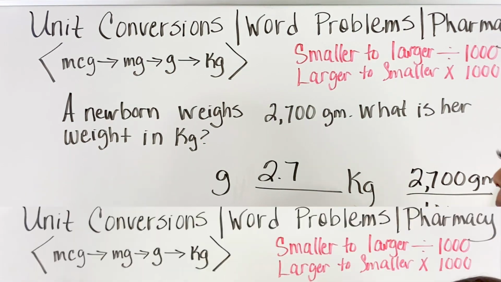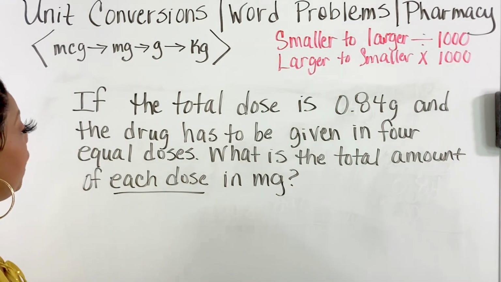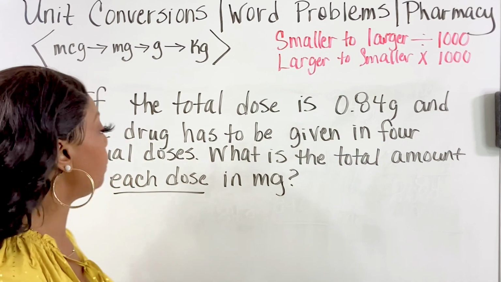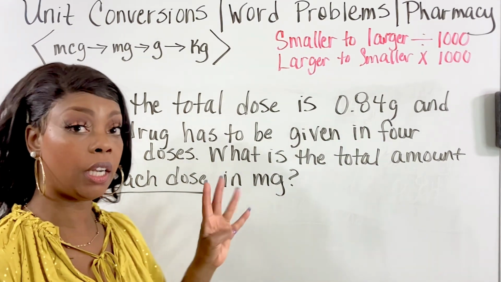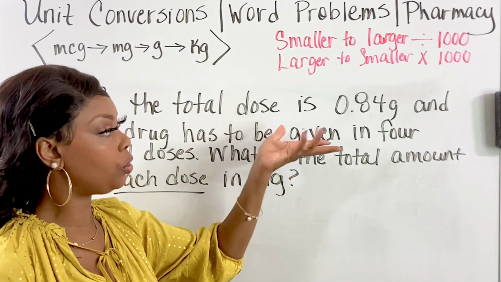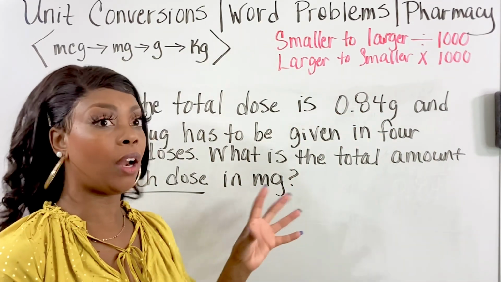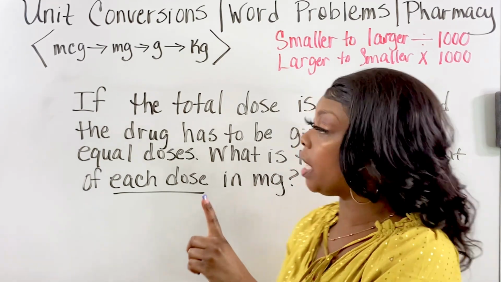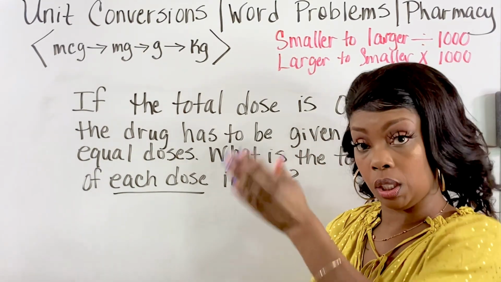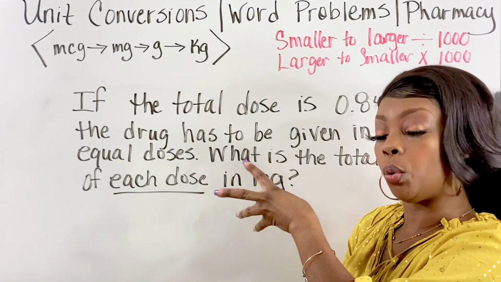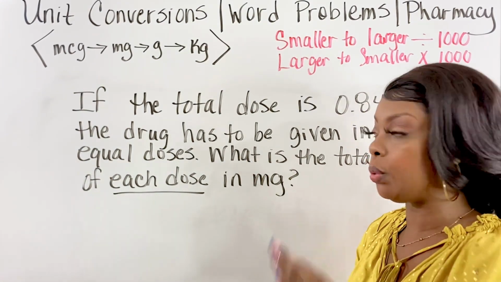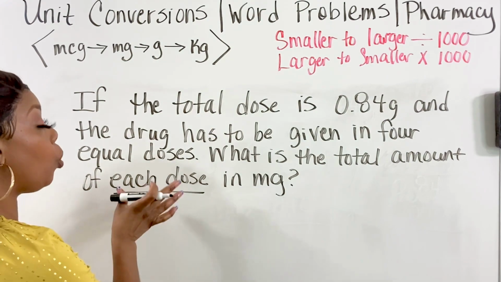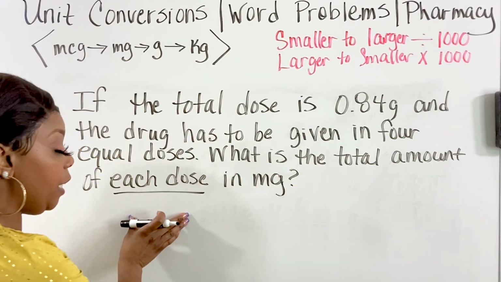Let's do another one. This is the next one. This one says, if the total dose, meaning for the day, is 0.84 grams and the drug has to be given in 4 equal doses. Say the doctor says, this is the amount for the entire day, but I don't want to give the patient the entire dose in one dose. Say they want to give it in 4 equal doses instead, like separating the total dose for the day into 4 equal doses, okay? So if the total dose is 0.84 grams and the drug has to be given in 4 equal doses, what is the total amount of each dose in milligrams?